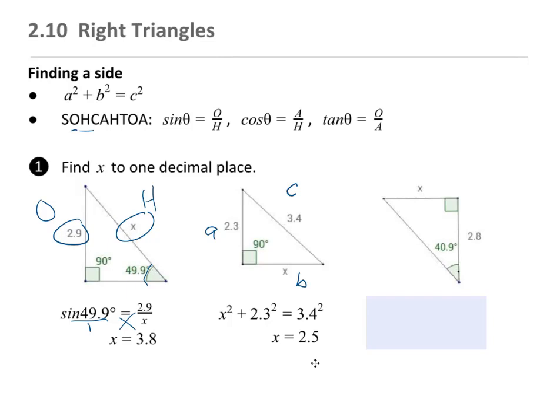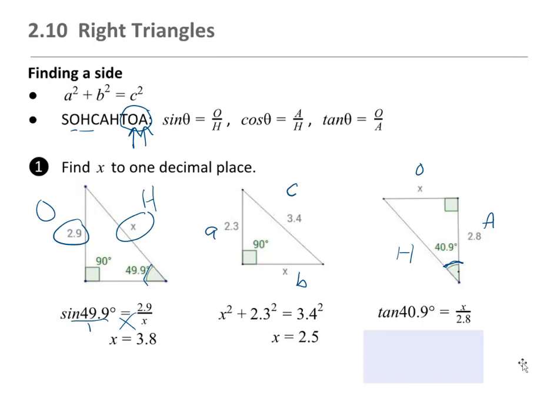Okay, third example. We are given two sides and an angle. So if this is the angle at the bottom here, 40.9, this means that this is the opposite and this is the adjacent because the hypotenuse is over here. Now we're not given the hypotenuse, so we're going to use O and A. If we look over back at SOHCAHTOA, O and A are here. That means we're going to use the tan portion. So tan of 40.9 equals our opposite, which is x, over A, which is 2.8. So you should set it up exactly like that.